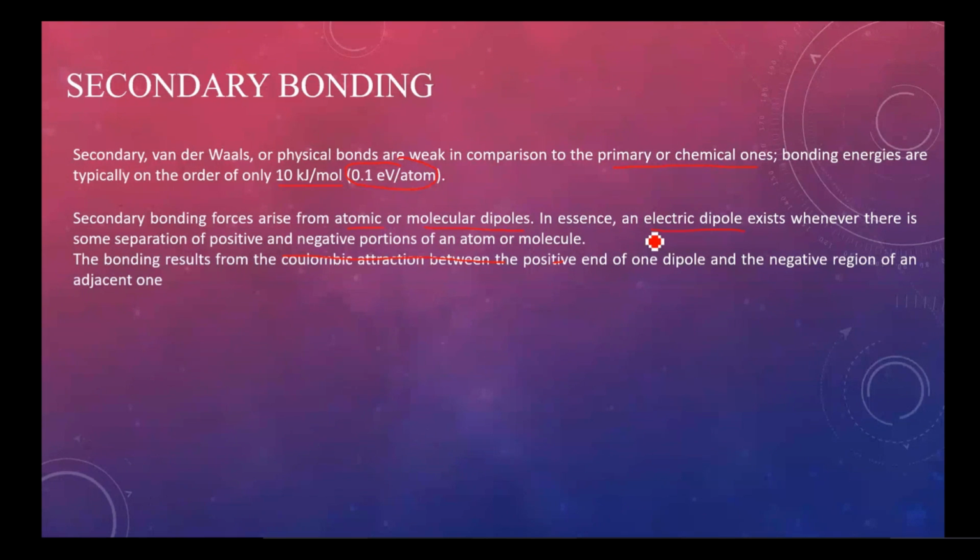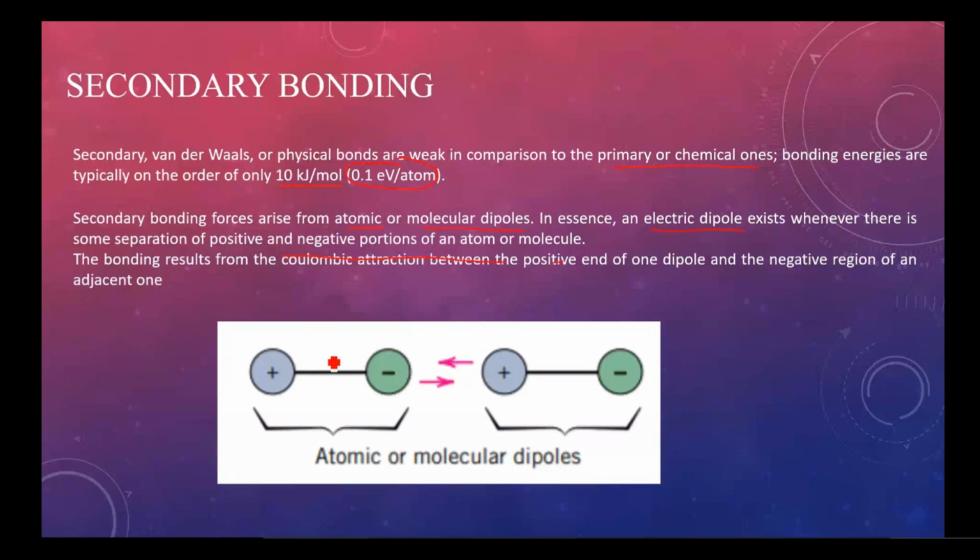The bonding that exists is basically due to the Coulombic attraction between the positive and negative dipoles that are created, or the positive or negative regions that are created adjacent to one another. So if within the atom you have positive and negative regions created, that would essentially create a positive and negative region in a neighboring atom, and thereby there would be temporary, van der Waals or secondary bonding between the adjacent molecules or atoms.